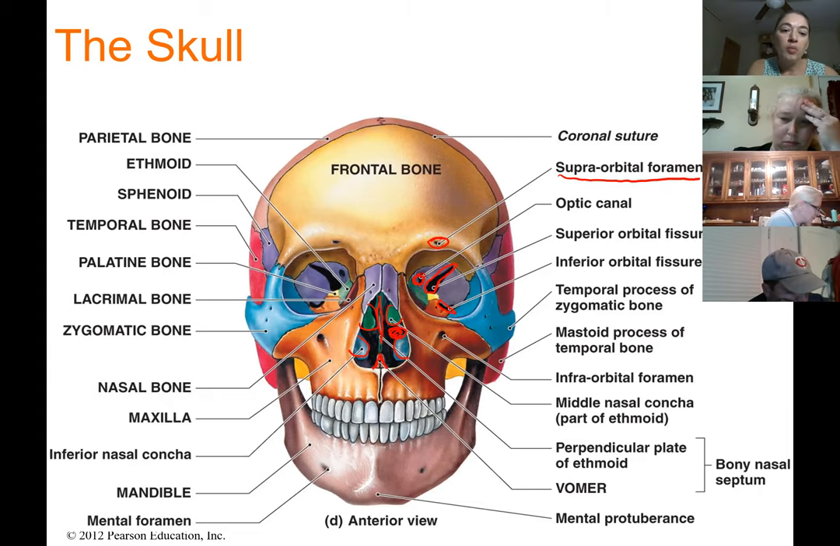Remember how I told you the sphenoid bone is just one bone? It travels all the way through. Oh, what do we have going on here? That's okay, Anjanette.